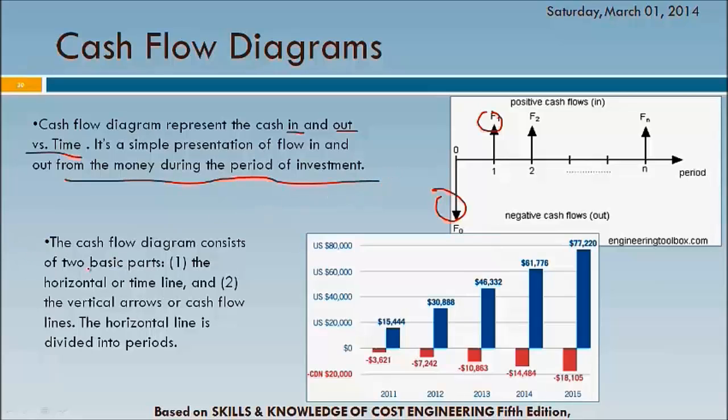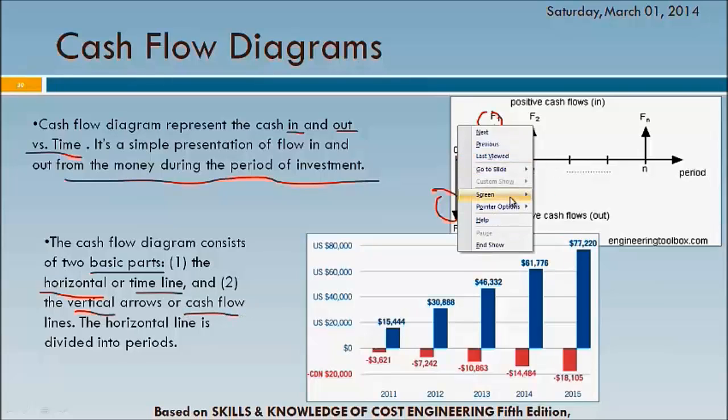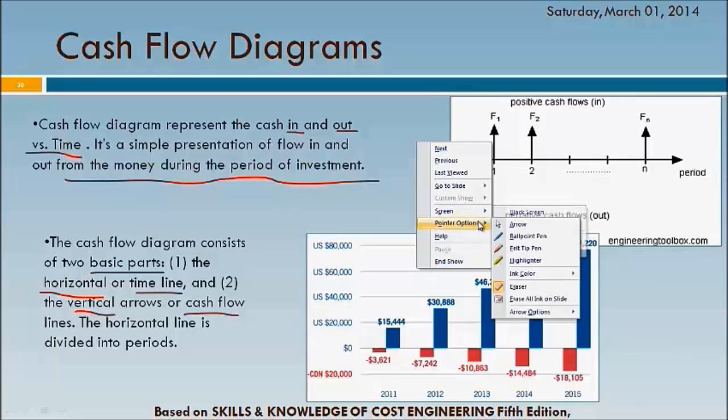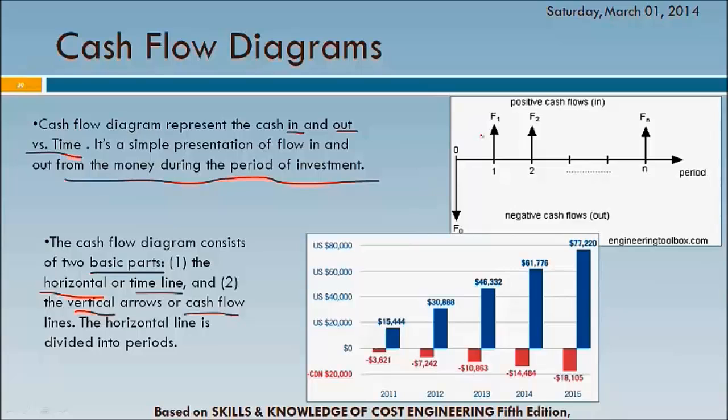What does it have? It has two major parts. Number one is the horizontal line, which is the time, and number two is the vertical arrows, which is the cash flow. So let us just see this one. Let me just clear it a little bit. Okay, so this is the horizontal line, which describes the time, and those are the vertical lines. Cash out is negative, which is down, and cash in is positive, which is up.